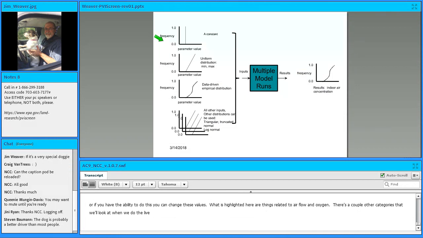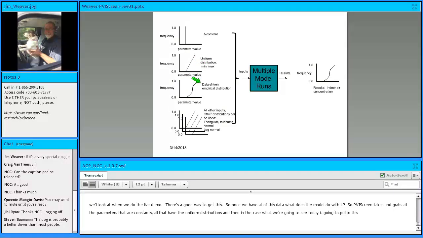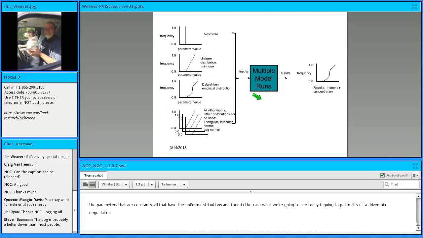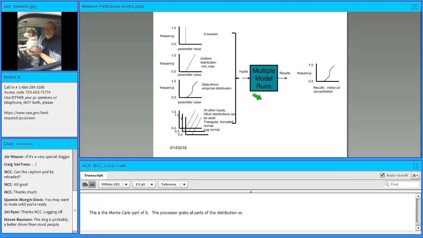Okay, so once we have all this data, what does the model do with it? PVIScreen takes and grabs all the parameters that are constants, all that have the uniform distributions, and then in the case of what we're going to see today, it's going to pull in this data-driven biodegradation rate distribution, and it pulls those into the model, and it does multiple runs. This is the Monte Carloing of it. The Monte Carlo processor is set up so that it grabs all parts of every distribution so they all get folded in their complete ranges. And then it runs it 1,000 times.